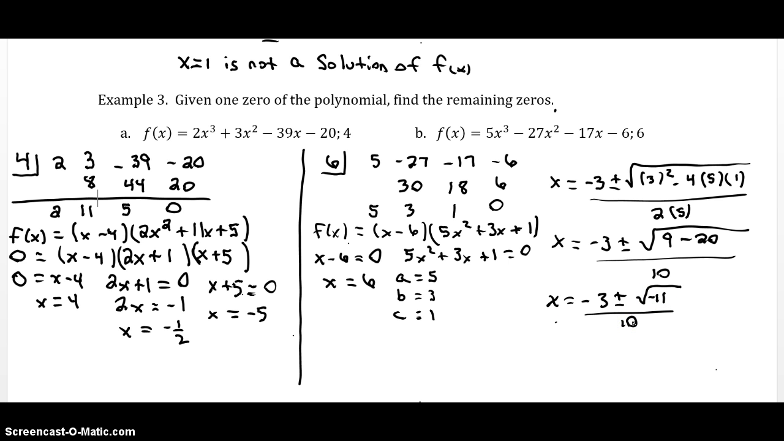And notice we're going to get imaginary solutions here. So x equals negative 3 plus or minus, the 11 won't break down, but the negative 1 puts an i right in front of the root 11. Sorry about that. That's root 11 all over 10. And there are 2 more solutions there.